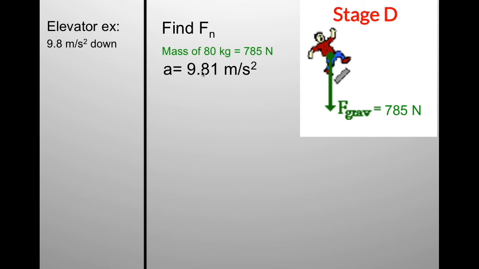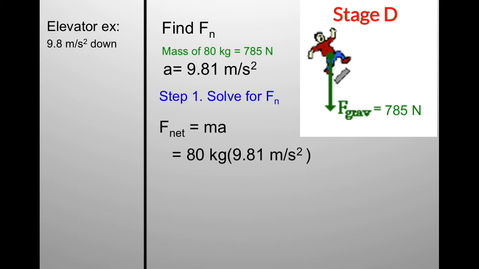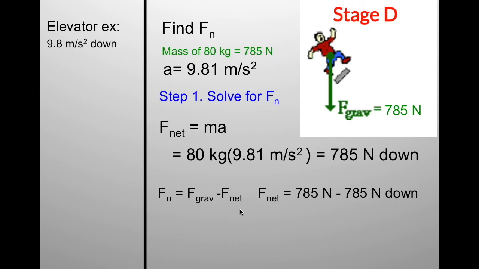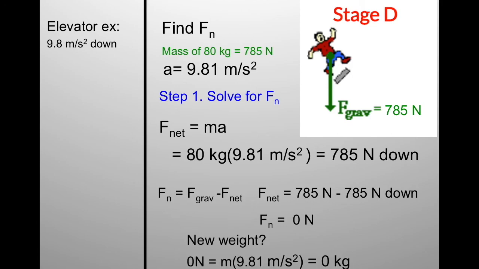Stage D, with Otis now in free fall in the elevator. Go ahead and try to solve this, and let's see if we come up with the same answer. Solving for the net force, we know that F equals ma. Plugging everything in, we get a total of 785 newtons down. Finding the normal force, it is the gravity minus the net force. When we plug everything in, we get a total of 0 newtons. Therefore, his new weight is nothing. He weighs nothing. All right, so just be ready to use this in class next, and have a great day.